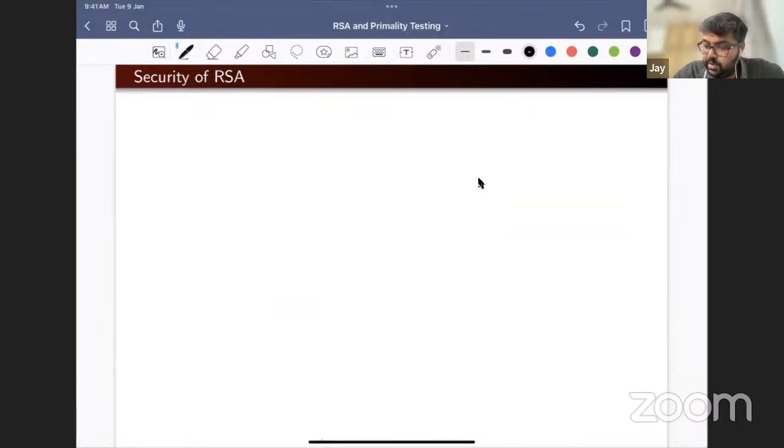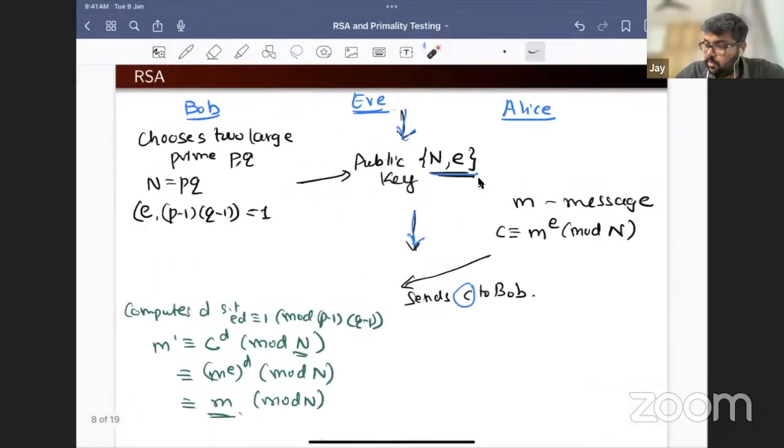So for inverse, one needs P minus 1, Q minus 1. But we have to find D, just like what Bob did. Bob just took C power D. So Eve also needs to find D. How does she find D? D is the inverse of E.